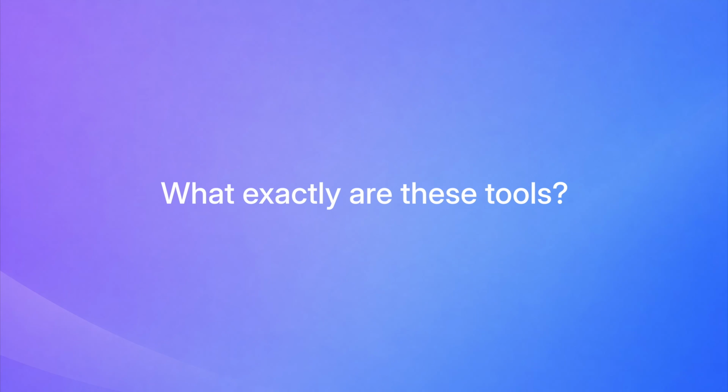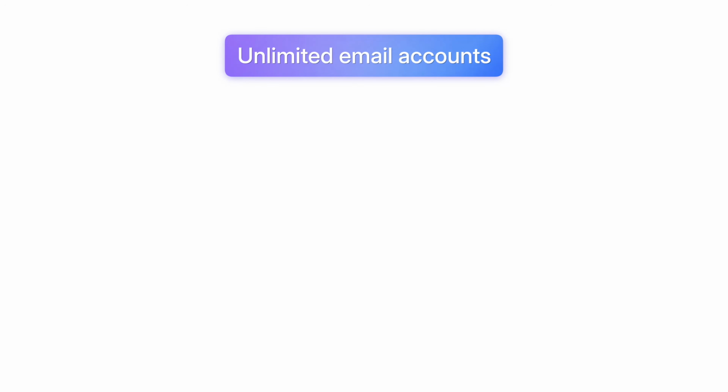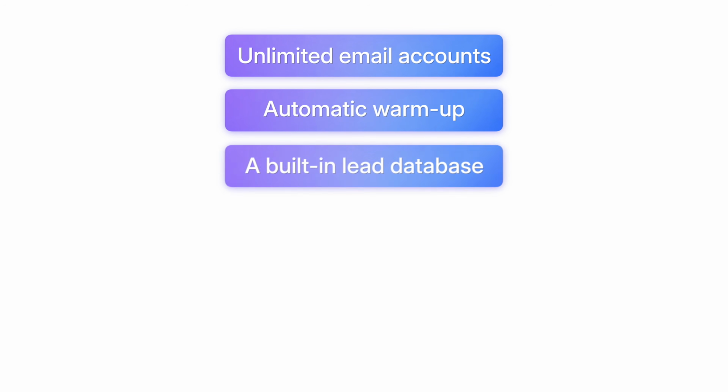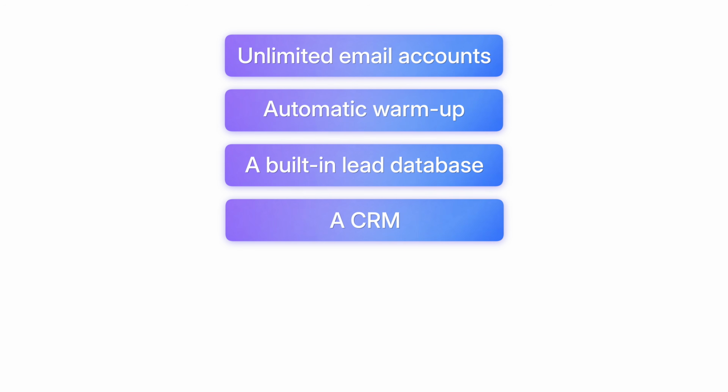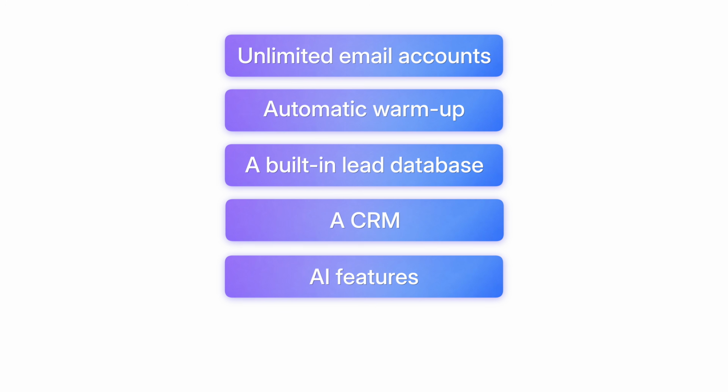So first, what exactly are these tools? Instantly is a cold email platform. It's built around sending high volume cold email while keeping your deliverability strong. You get unlimited email accounts, automatic warm up, a built-in lead database, a CRM, and a growing set of AI features, including an AI sales agent that can run a big chunk of your outreach pipeline on autopilot.